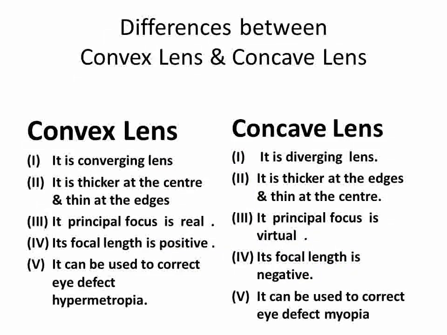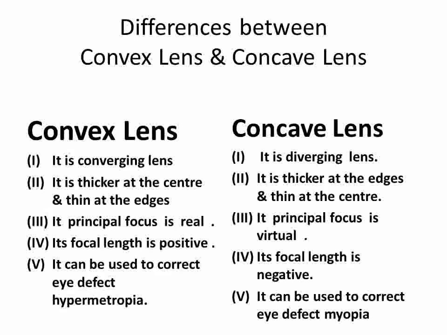Let us come to differences between convex lens and concave lens. Convex lens, first difference, it is converging, collecting light towards principal focus. Concave is diverging, meaning spreading light. We have seen this in the searchlight also. Second, convex lens is thicker at the center and thin at the edges. Concave lens, second point, it is thicker at the edges and thin at the center of the lens.